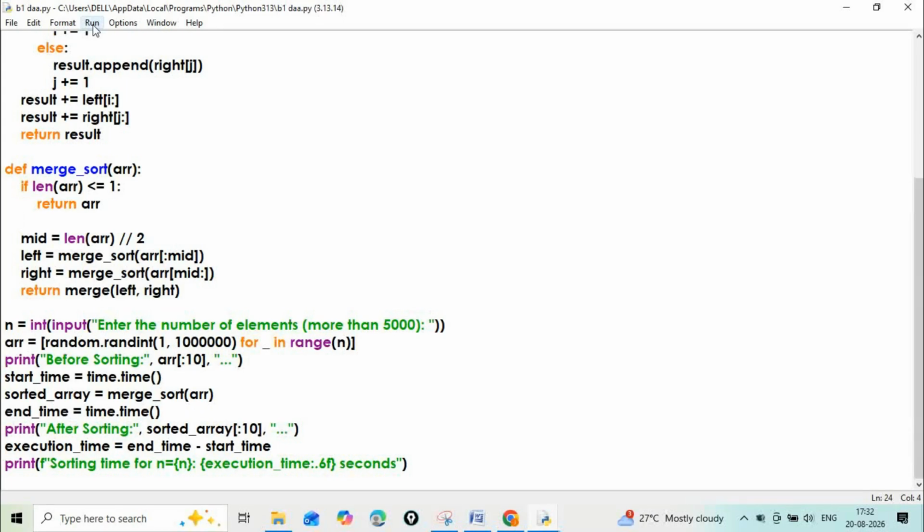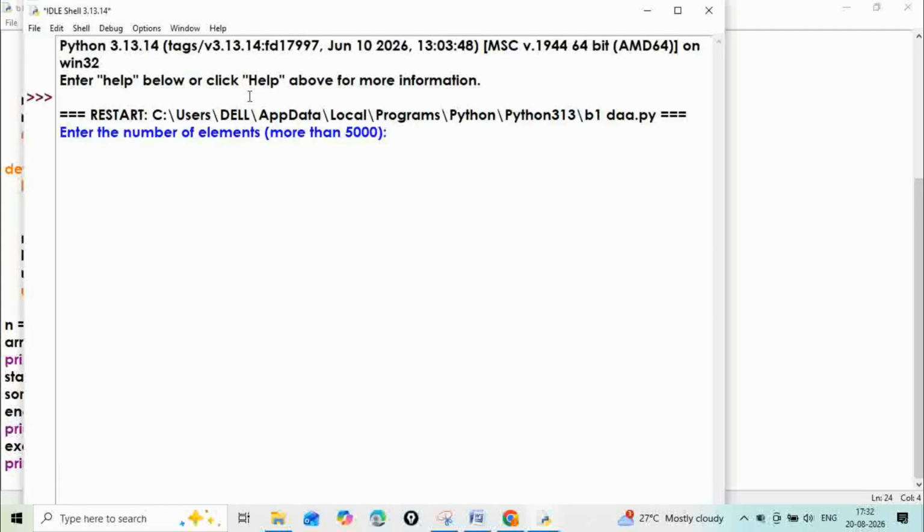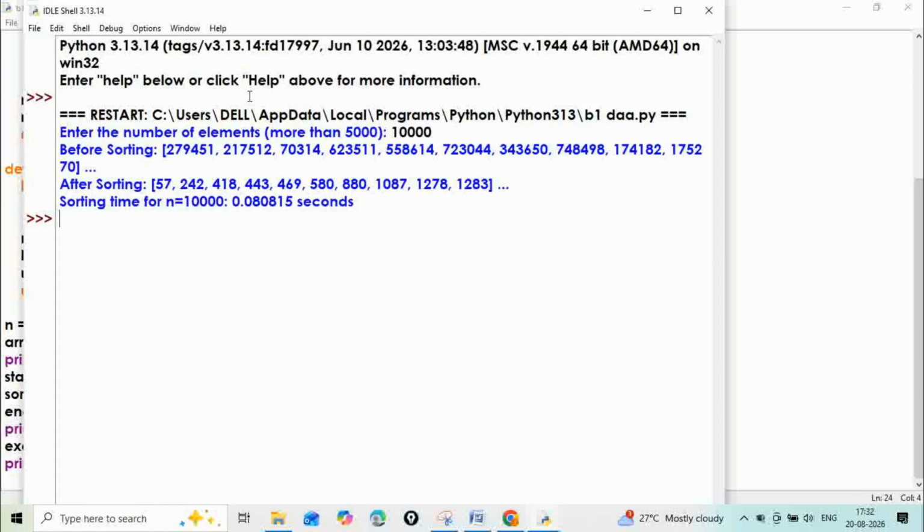Now our actual experiment. The program asks, enter the number of elements more than 5000. Suppose we entered 10,000. Therefore, n is equal to 10,000. The program creates 10,000 random integers. Before sorting, the program displays some numbers. Students, these numbers are random and unsorted. The program displays only the first 10 numbers because displaying all 10,000 numbers would make the output huge.